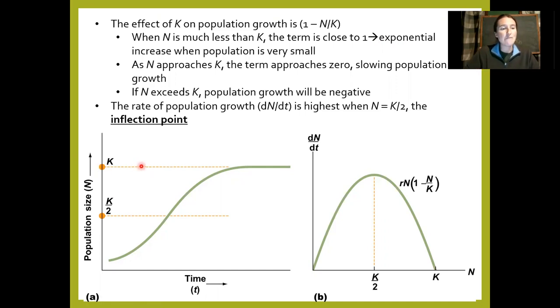At about half of the carrying capacity, so carrying capacity over two, this is when the change in growth rate, dN/dt, is going to go from positive to negative, right? So it is going to decline as the population size approaches K. Okay? This point, half of carrying capacity, is called the inflection point. So that's going to be important in our calculations here in just a moment.